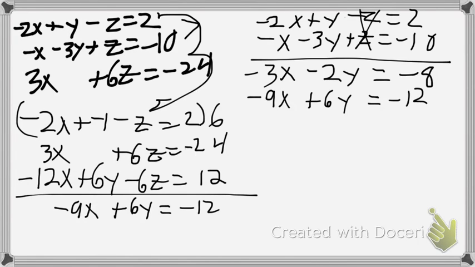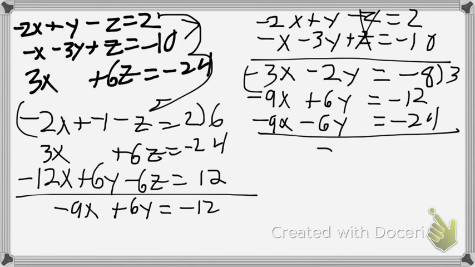Okay, so now those are my two equations. I've got an x and a y and an x and a y. So again, this is just back to Algebra 1 to find that x and the y. I'm going to multiply that top equation by 3. That gives me negative 9x minus 6y equals negative 24. I'm going to add those together. It gives me negative 18x equals negative 36. Divide both sides by negative 18, and I get x equals 2.